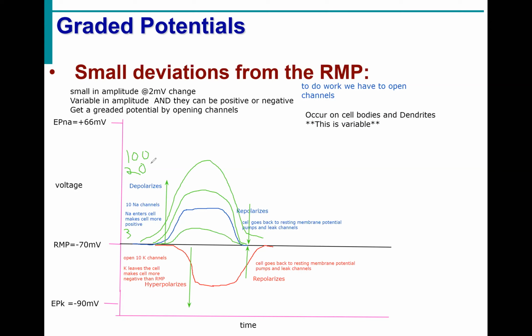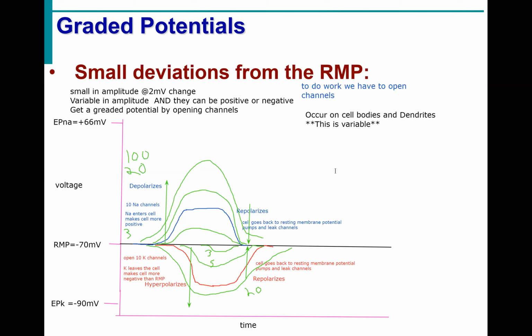Notice as we change the number of channels that open, we change the amount of sodium that comes in, and we get a bigger or a smaller signal. And it works the same way with the potassium channels. We could open 5 potassium channels or 3 potassium channels. We could open 20. Again, I want to avoid the equilibrium potential. As we open more and more, or less and less, we can change the size.